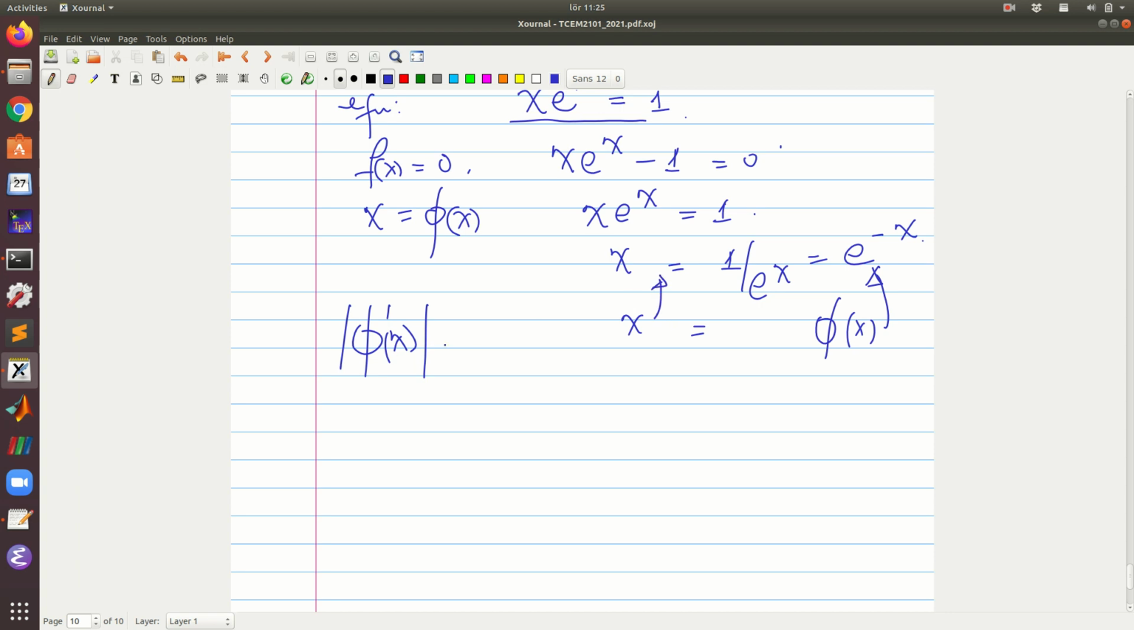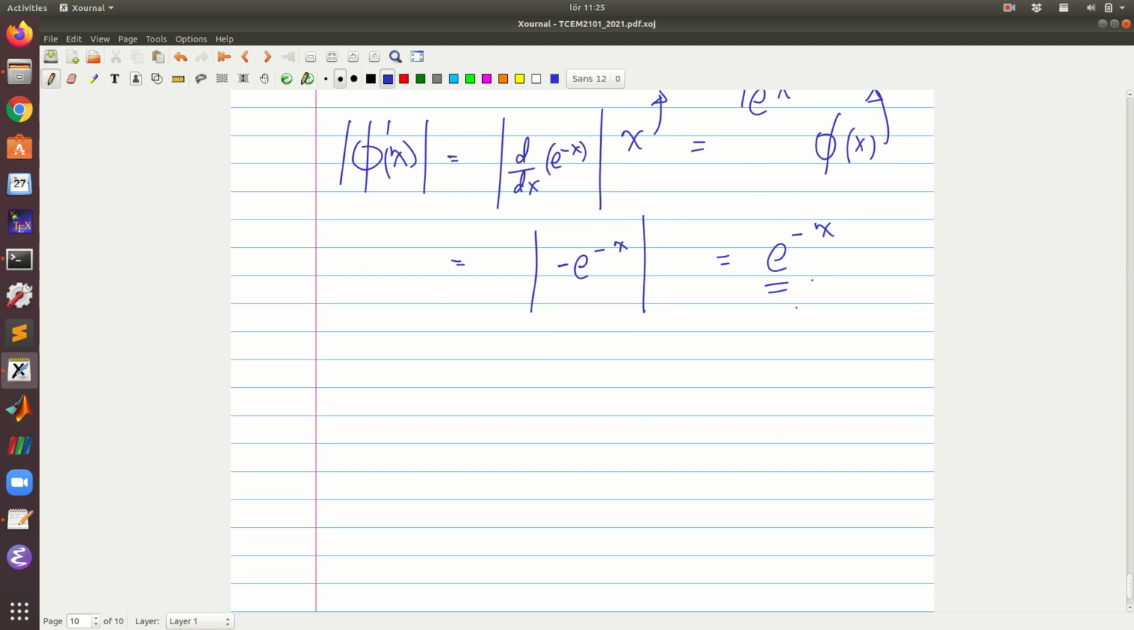Next we would like to find the derivative of this, so we differentiate e to the power negative x. What do we get? We get minus e to the minus x. Now we would like to check one thing. We know that all exponential functions are continuous, from our calculus.